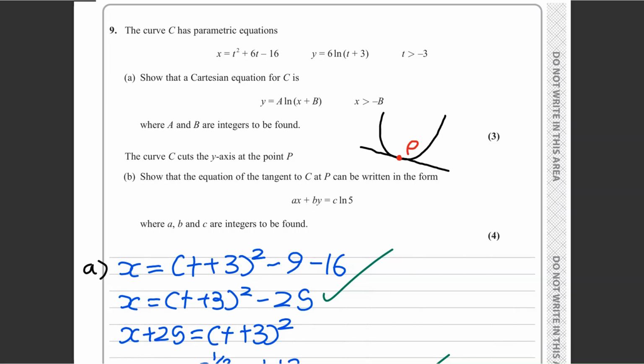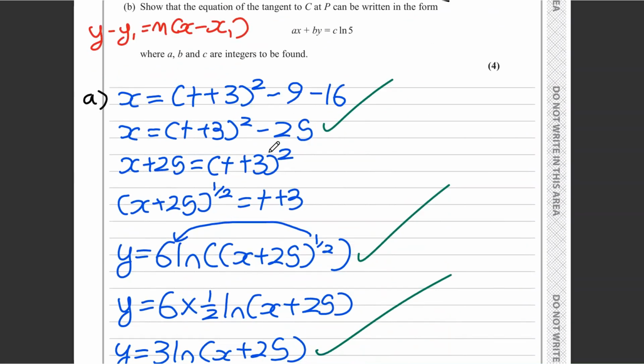Okay, so to find the equation of a tangent, we need to use the equation for a straight line, which is y minus y1 is equal to m(x minus x1), like this here. So in order to use this, we need a point on the tangent, and we need the gradient of the tangent. Well, we're told that the equation of the tangent to C is at the point P. So we can use this coordinate, and we're told that the curve C cuts the y-axis at this point P. Now if it cuts the y-axis, this means that x is equal to 0. So we know the x coordinate of this point P.